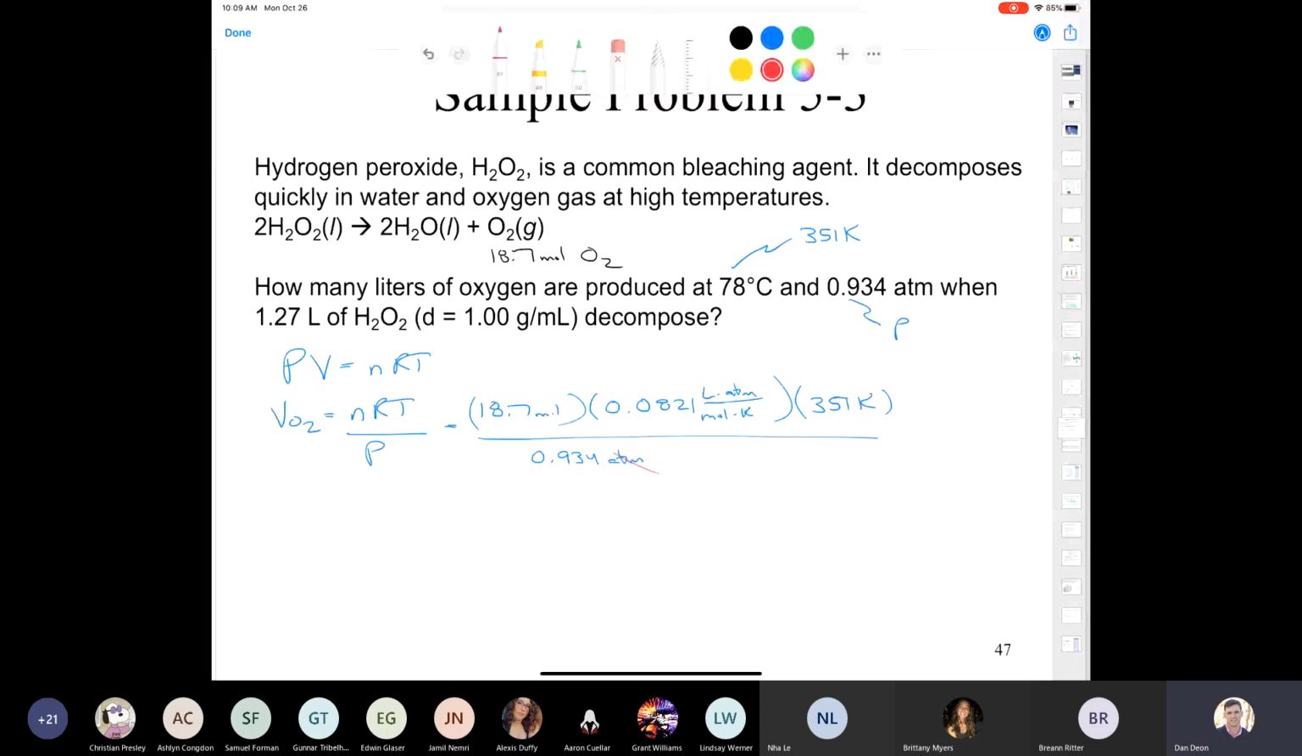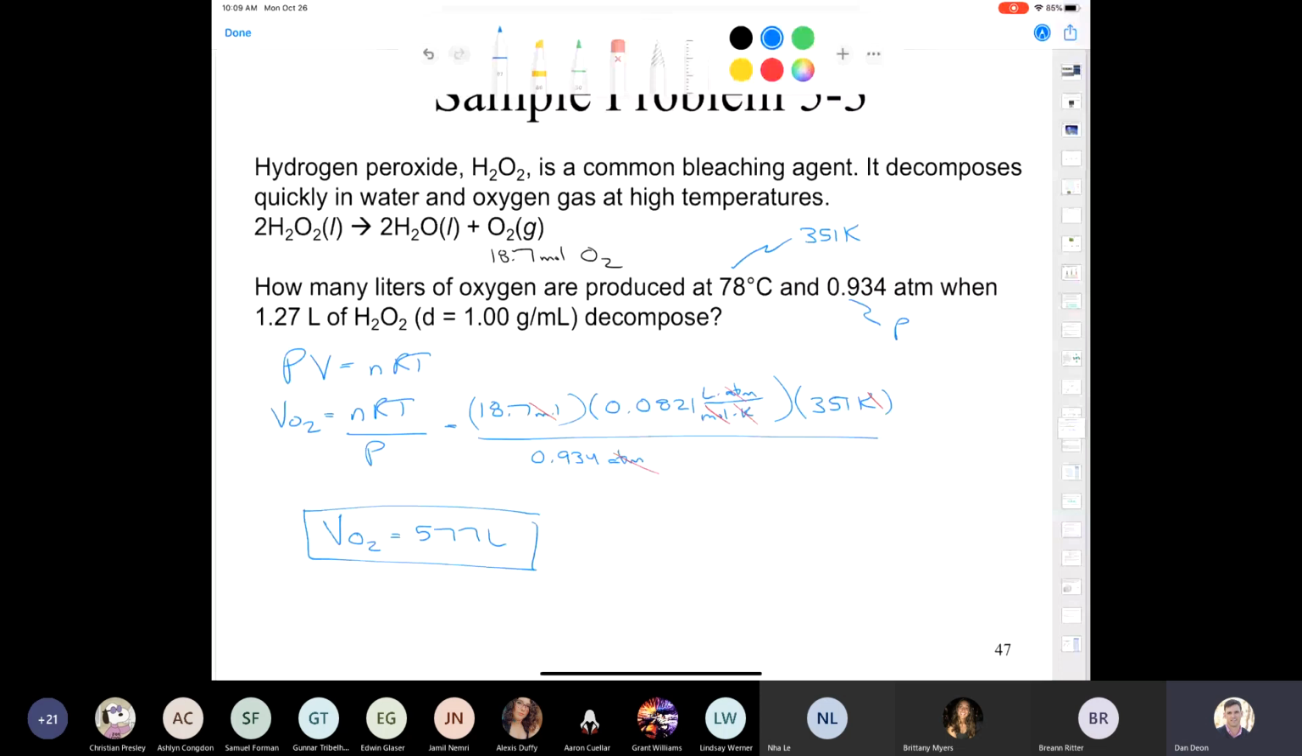And let's check our units. Atmospheres cancel, moles cancel, and Kelvins cancel. I'm left over with the units of liters, which are volume. And so the volume of my oxygen that's produced from the decomposition of that 1.27 liters of hydrogen peroxide is 577 liters. There we go, 577 liters.